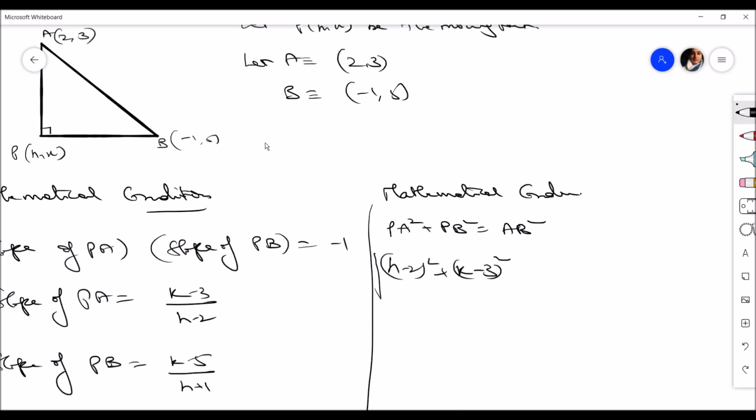That's PA whole square plus, what is PB square? It is the square root of (h plus 1) whole square plus (k minus 5) whole square, whole square. PA square plus PB square should be equal to AB square. You know the values of the coordinates of A and B. That will give you the square root of (2 plus 1) whole square plus (3 minus 5) whole square, whole square.